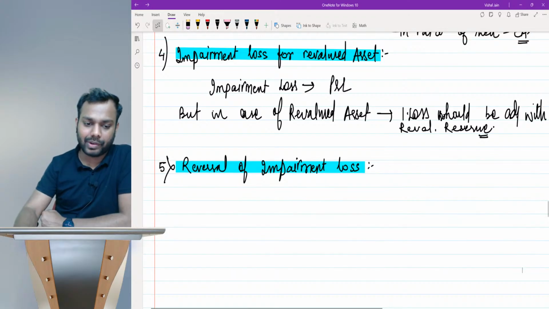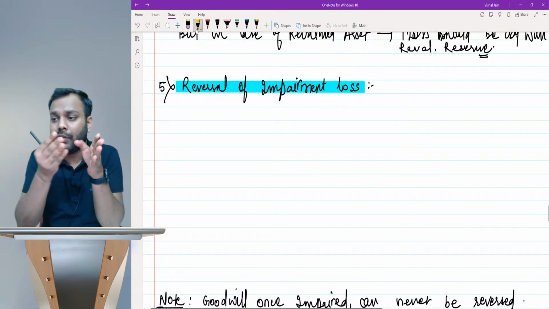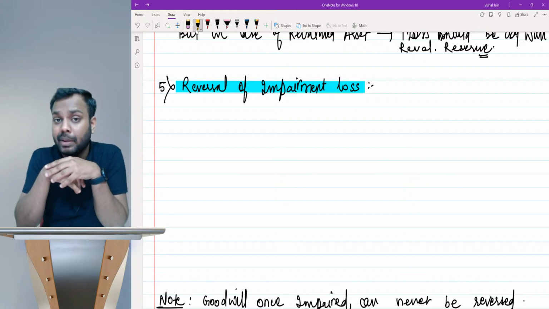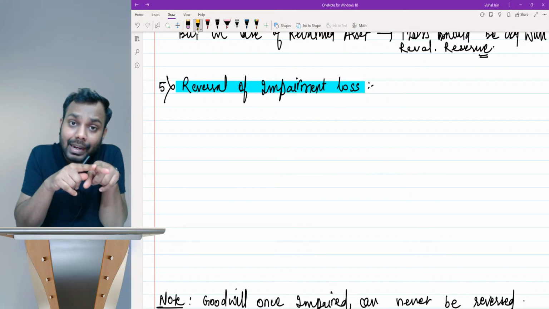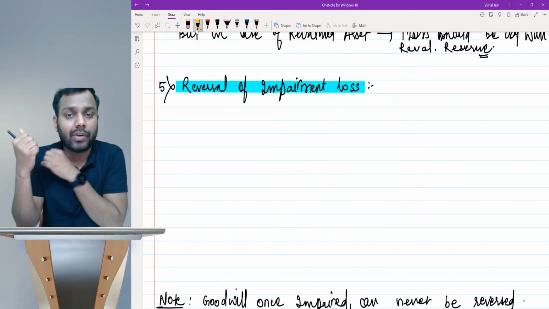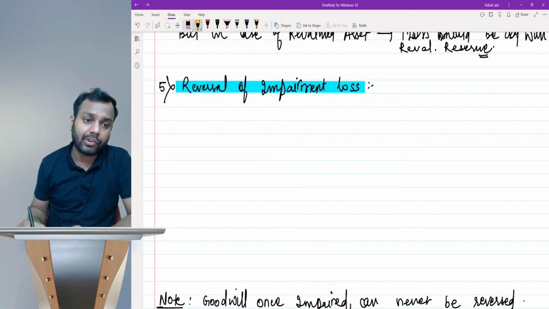Okay, now explaining the reversal of impairment loss. What does the standard say? First, let me explain that. The standard says that whenever the indicators which caused the entity to recognize an impairment loss reverse, you can reverse your impairment loss.